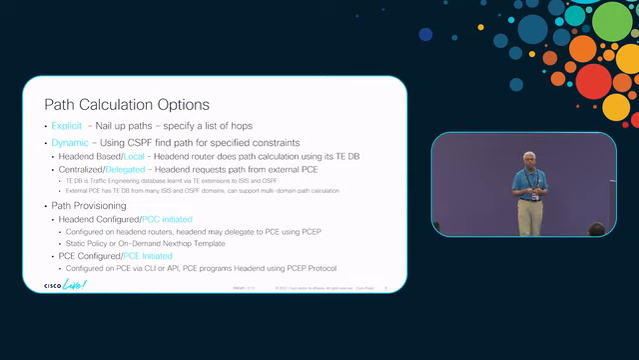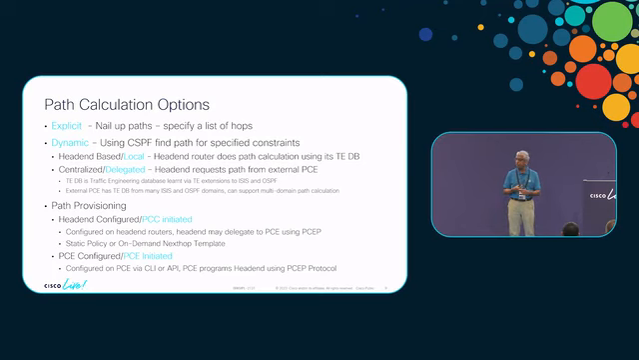The whole point with segment routing is to have some control over which path the traffic goes, and how you express those paths at the head end, which is where the traffic is starting. So there are different options. Just to recap, you can do explicit.